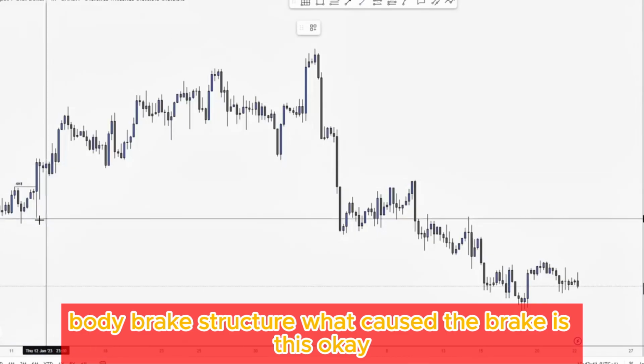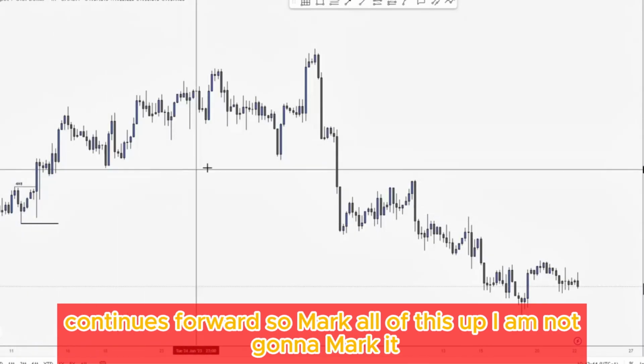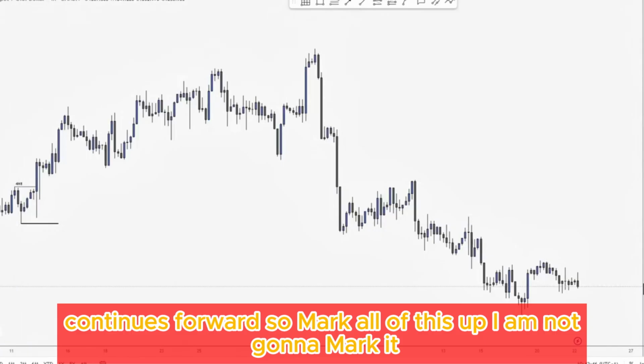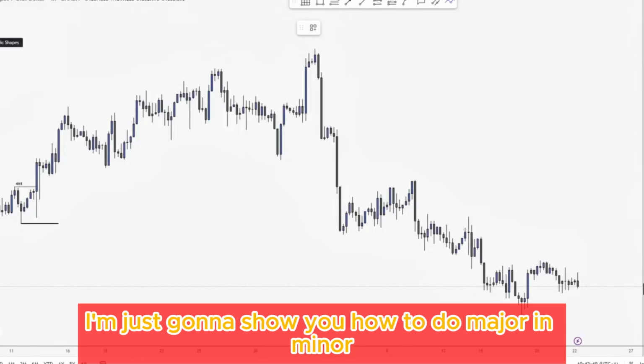For the breaker structure, what caused the break? It's this. Okay, continuous, follow this. So mark all of this up. I am not going to mark it. I'm just going to show you how to do major and minor.